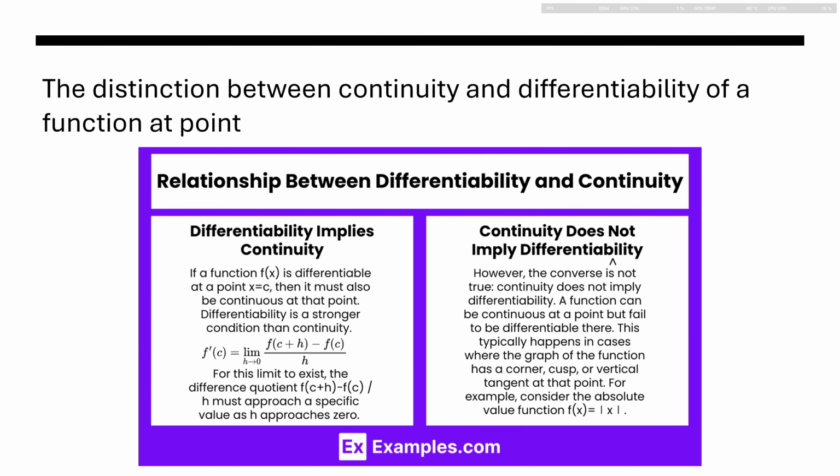Next, they tell you the distinction between continuity and differentiability of a function at a point. So you obviously need to find what's the difference between the two. In this illustration block down below, you can pause it and read it if you're interested. You can see differentiability implies continuity. So to differentiate a function, it must be continuous. But continuity does not imply differentiability, right?